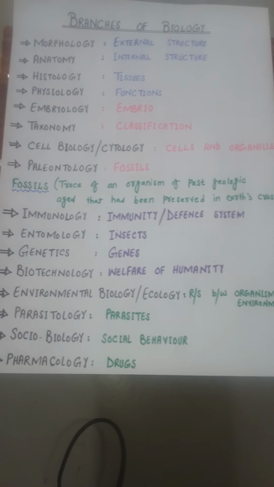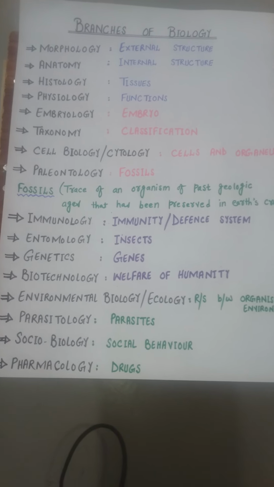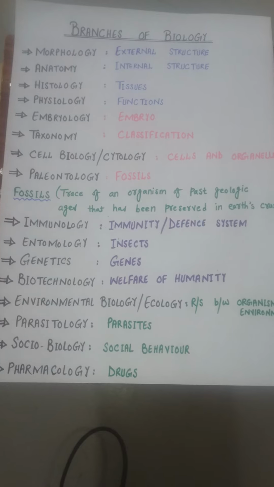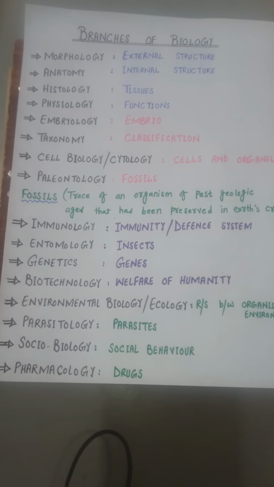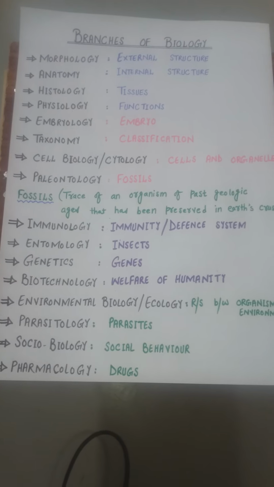Immunology. The key words for immunology are immunity and defense system. Immunology is the branch of biology in which we study the defense system of our body, the defense system which protects us from different diseases.